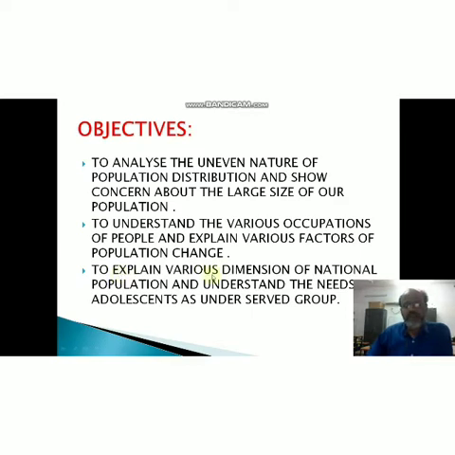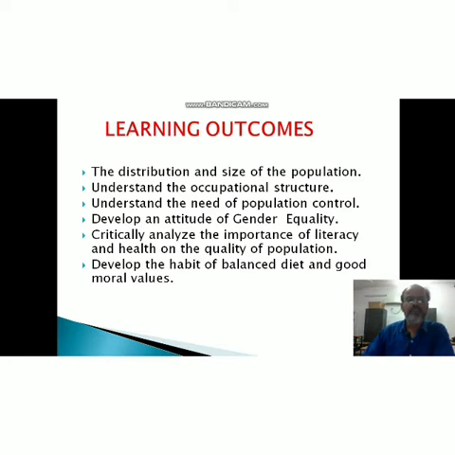And in this chapter, we will learn the dimensions of the national population and understand the needs of the adolescent as per third group. So, what are the learning outcomes of this chapter?